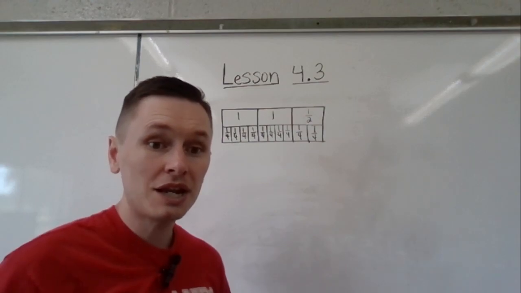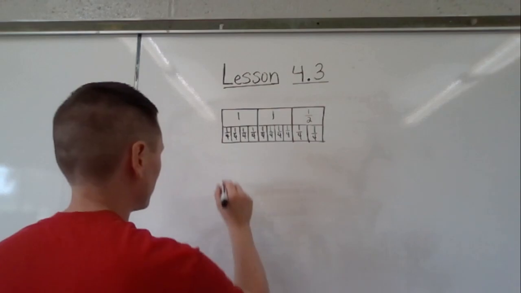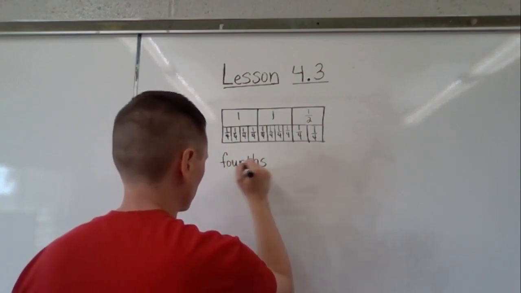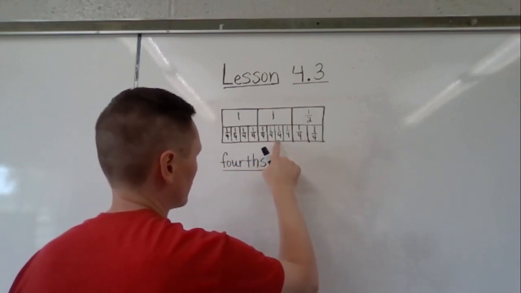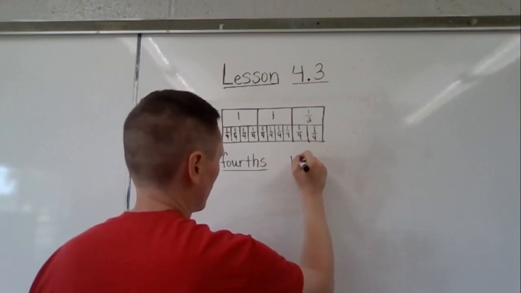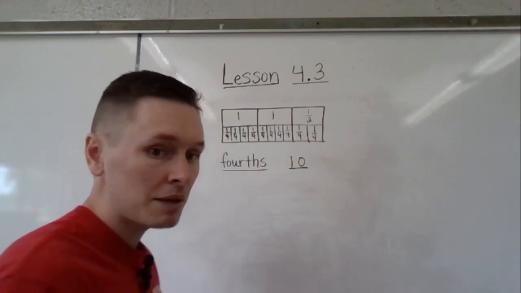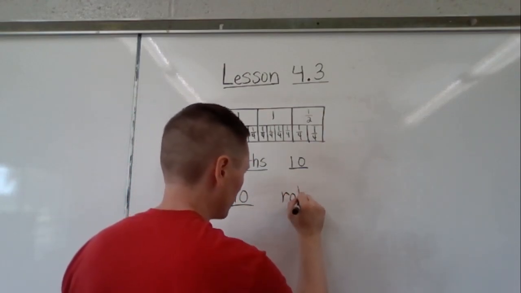All right, so the question we need to ask is how many fourths are in 2 1/2? Let's see, 1, 2, 3, 4, 5, 6, 7, 8, 9, 10. So there are 10 fourths in 2 1/2. So Bob can make 10 sushi rolls.